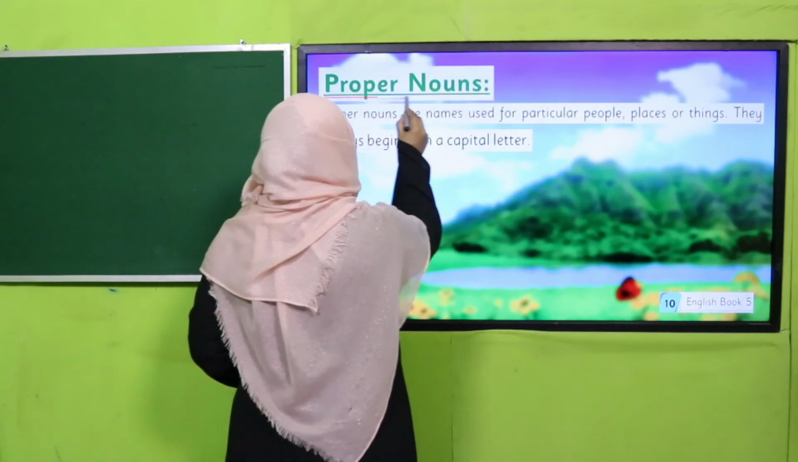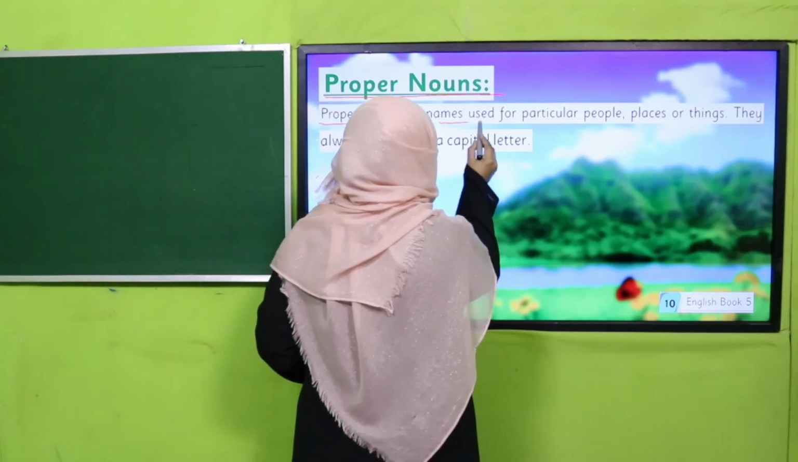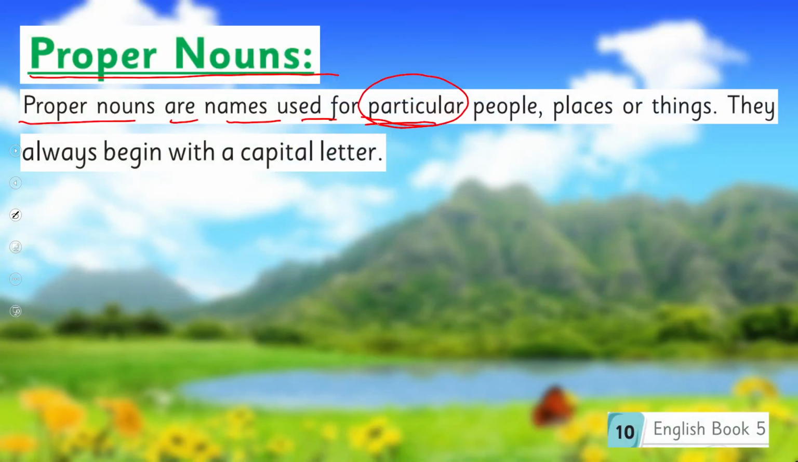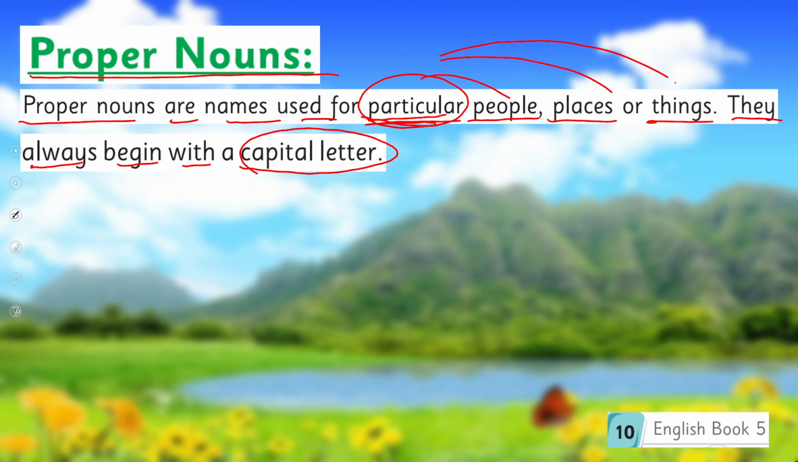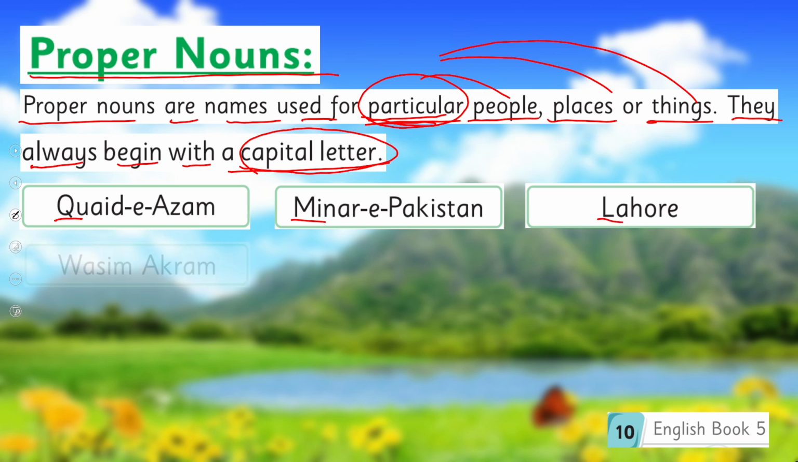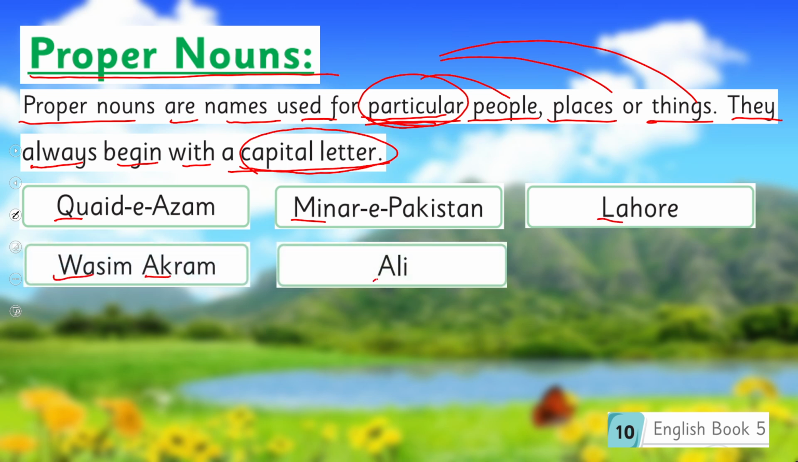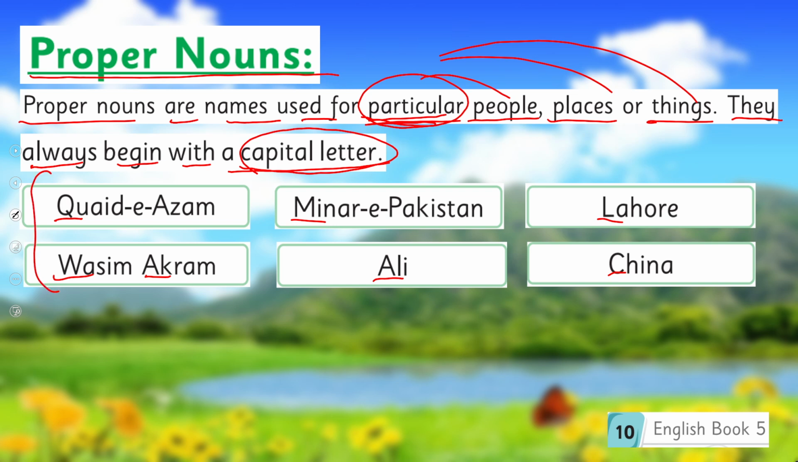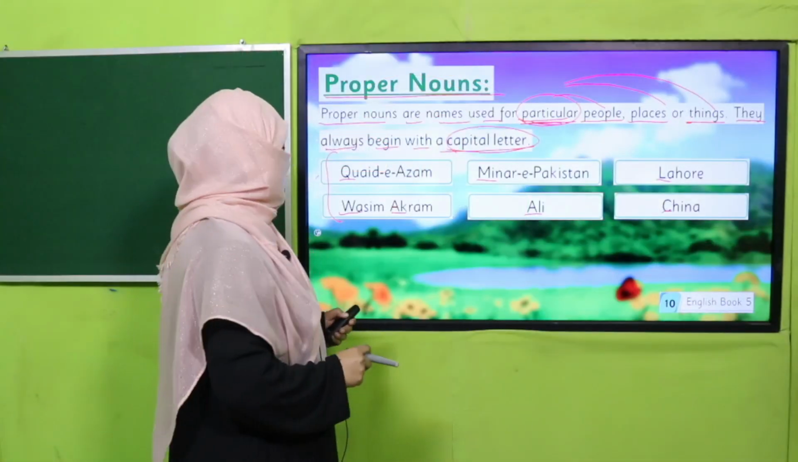What is a proper noun? Proper nouns are names used for particular, specific people, places, or things. They always begin with a capital letter. So whenever we write a particular name for a person, place, or thing, we will use a capital letter. Its examples are Qaid-e-Azam, Minar-e-Pakistan, Lahore, Wasim Akram, Ali, China. You see, all these names are proper nouns. That's why we have written them by using capital letters.